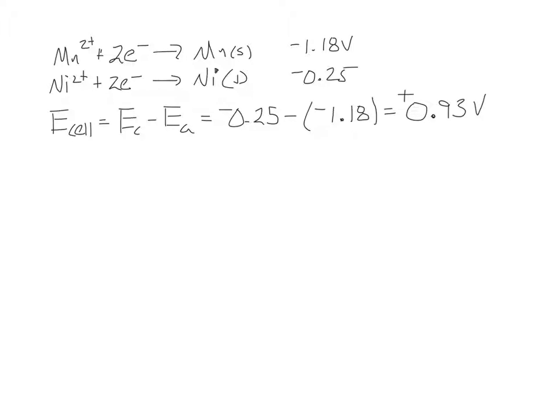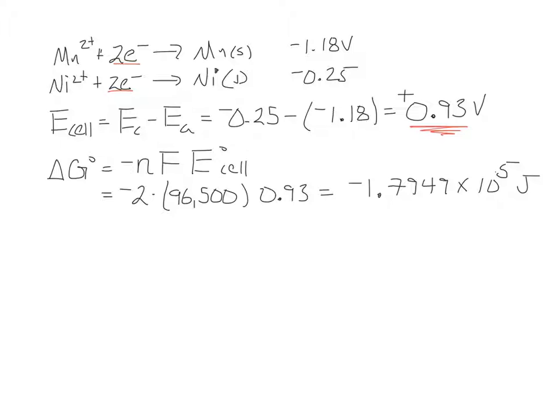The next question, question 7, is what is delta G for this reaction? So now we have to convert our E cell value to a delta G value. Here's the expression we would use. N is 2 in this problem because 2 electrons are transferred between the species when the reaction occurs. After we fill in the variables and do the calculation, we find that delta G is in fact negative, and it's 1.8 times 10 to the 5th joules approximately.